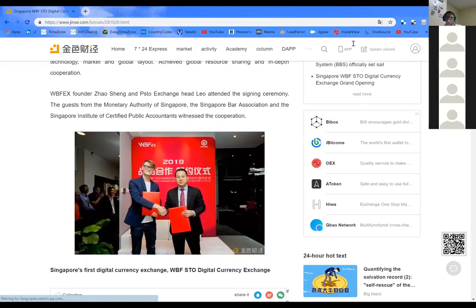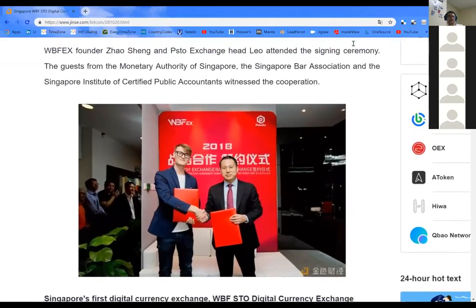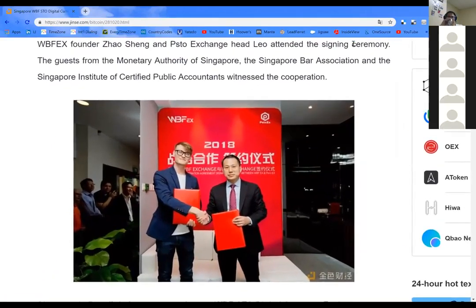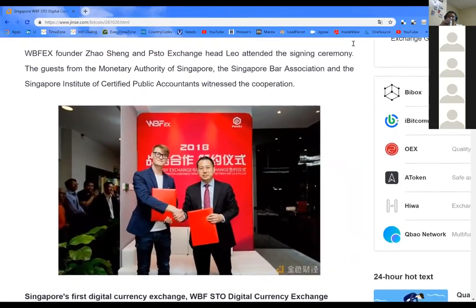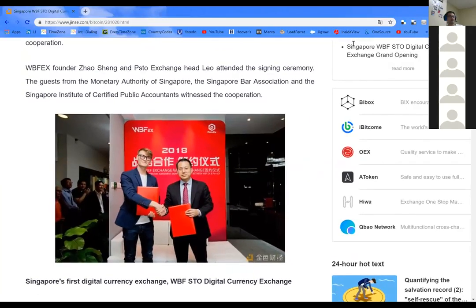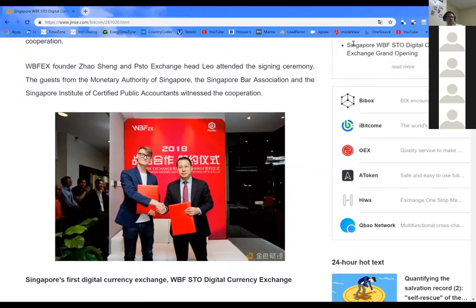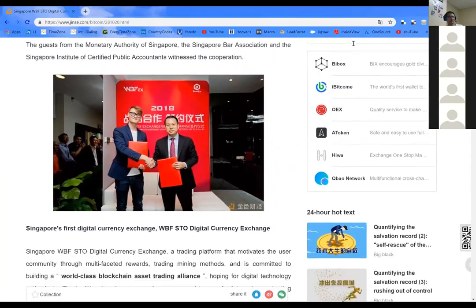So the STO exchange that they're forming, as you can see in that picture, there's Leo. Leo DiCaprio doesn't even use one name, but apparently this guy's such a rock star, he's okay to use one name. But he's a super nerd and he knows his stuff. So he partnered with Shang Zhao, and if you can see in the background, they show the WBFX and the PSTOX symbol on the top right there. Essentially, they will be starting that first digital currency STO exchange. It's a security token offering, okay?